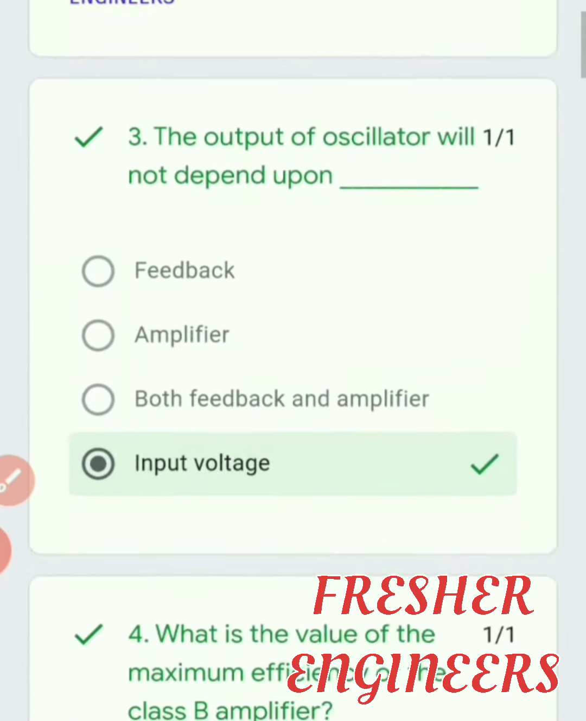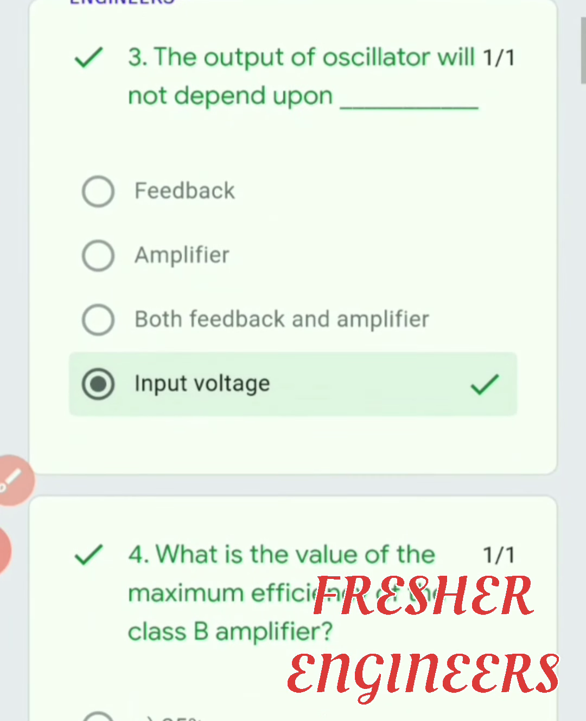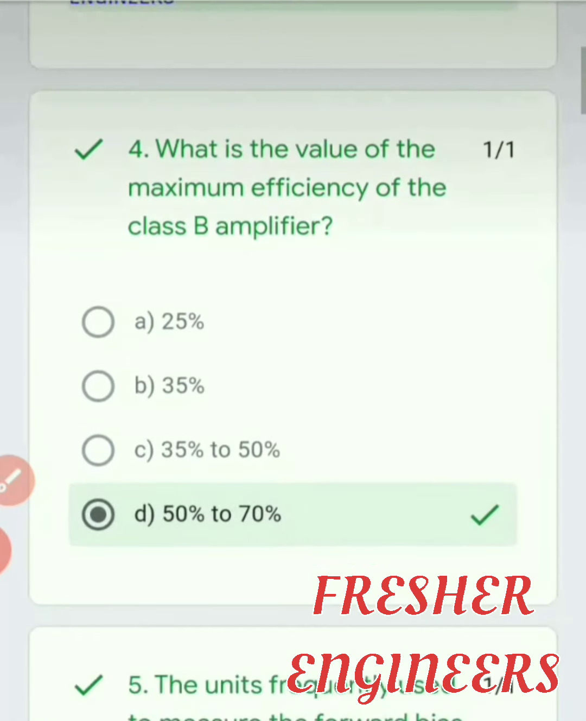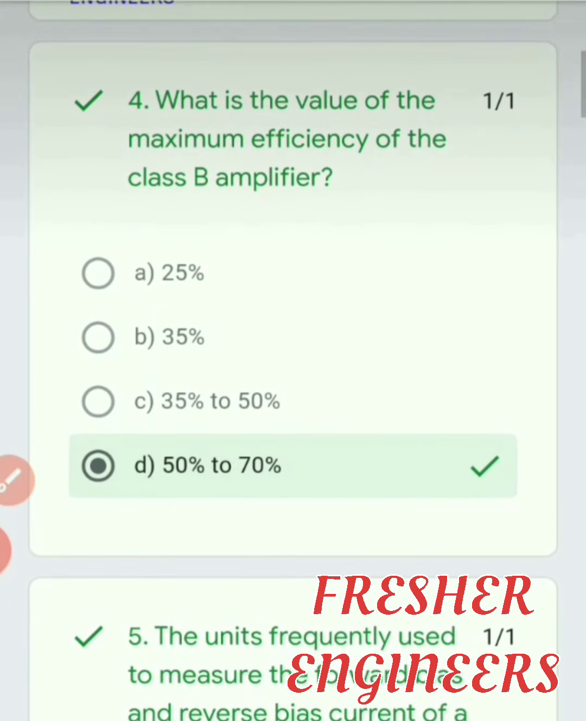The output of oscillator will not depend on input voltage. Hence the correct option is D. What is the value of the maximum efficiency of the class B amplifier, which is equal to 50 to 70%? Hence the correct option is D.